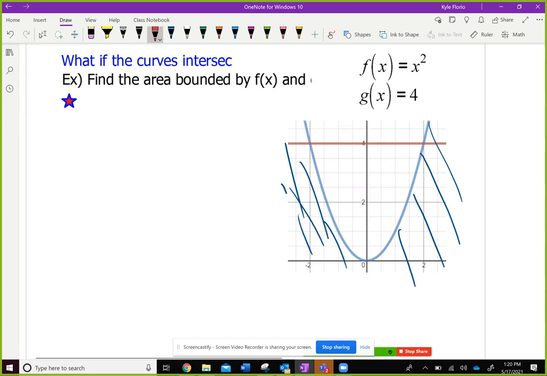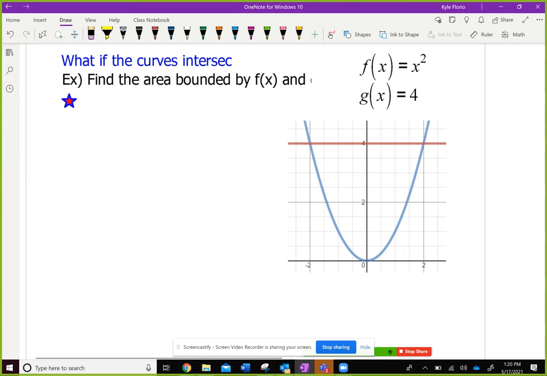Wait, how do we know? Well, yeah. You're trying to find the area inside that curve, not outside of it, right? Yeah. So I just want the area bounded between the two curves. So this area right here. This is what I want.